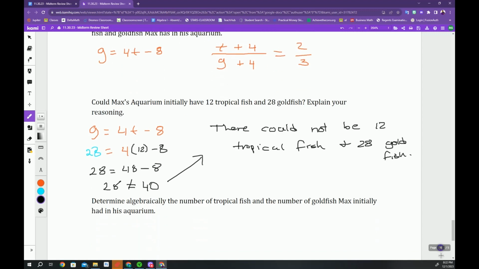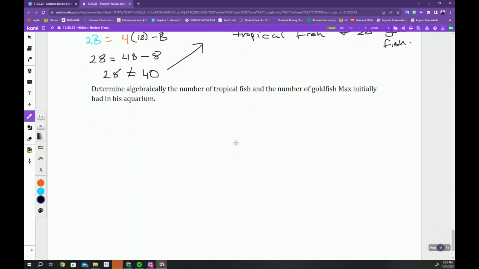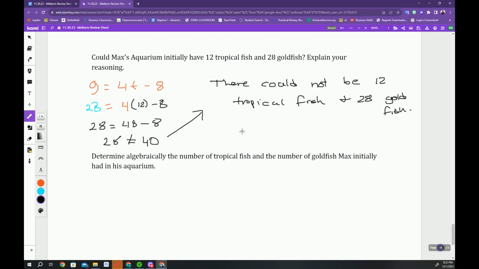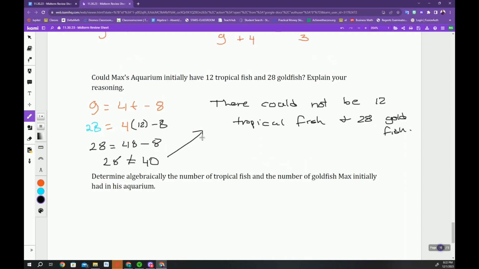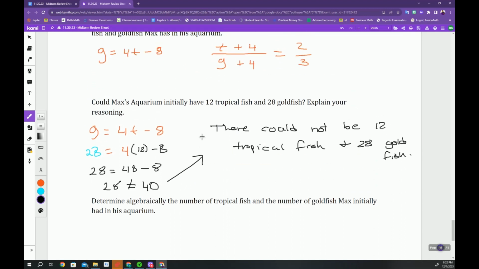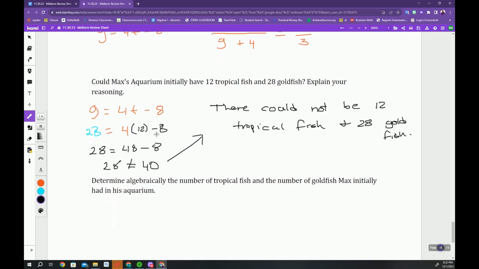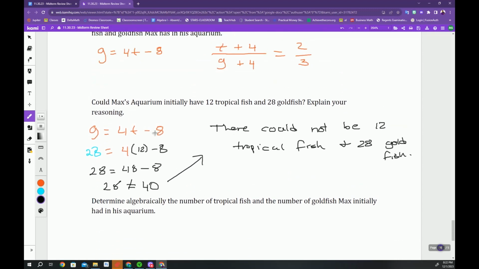All right, guys, we're going to the last one. We are going to determine algebraically the number of tropical fish and the number of goldfish Max initially has in his aquarium. I'm going to do this using the substitution method. If you can figure out how to do it with the elimination method, that is another possibility. What we're going to do first, though, is simplify this equation so it's a little easier to work with.